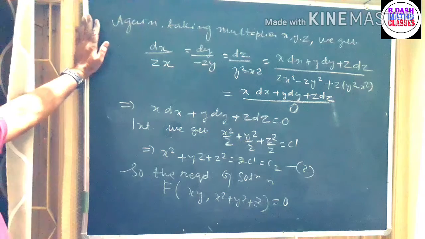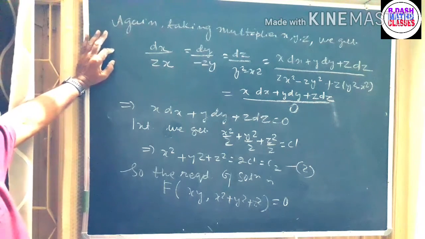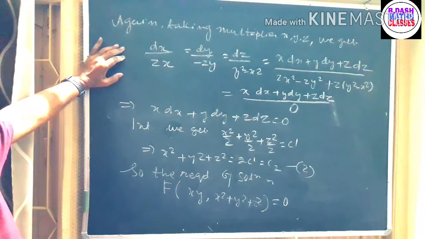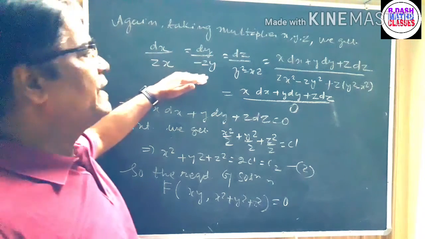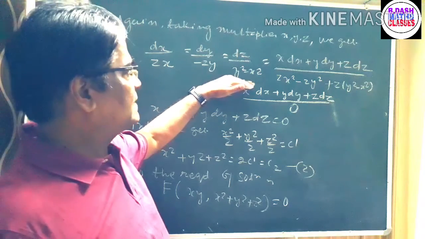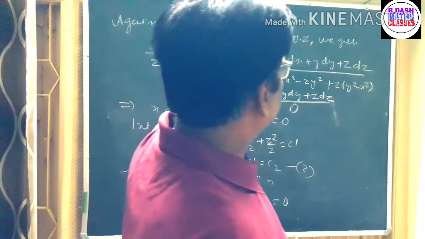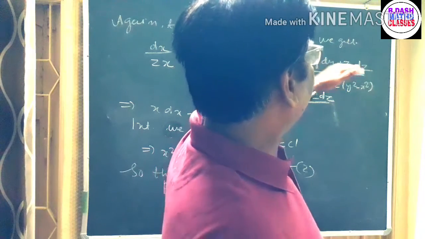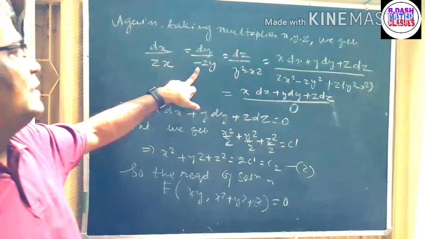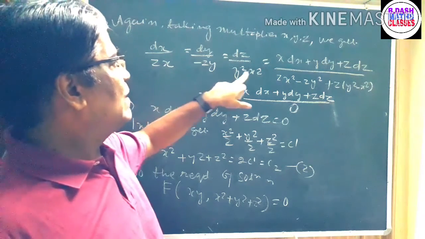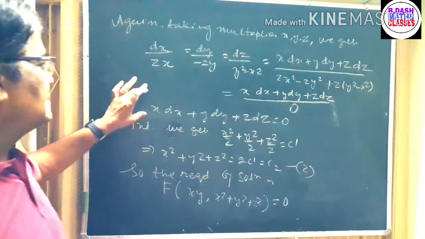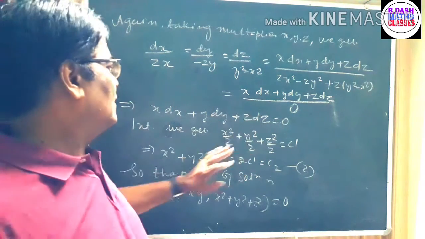Taking multipliers x, y, z, we get dx by zx is equal to dy by minus zy, dz by y square minus x square, which is equal to x dx plus y dy plus z dz. And we are multiplying x to zx, y to minus zy, and z to y square minus x square, by which the denominator becomes 0. This means this expression is equal to 0.